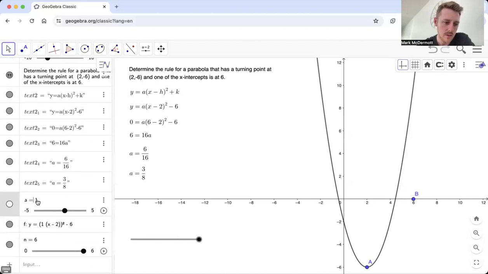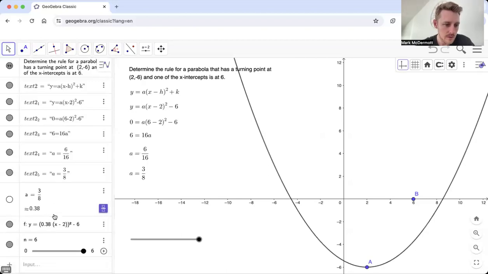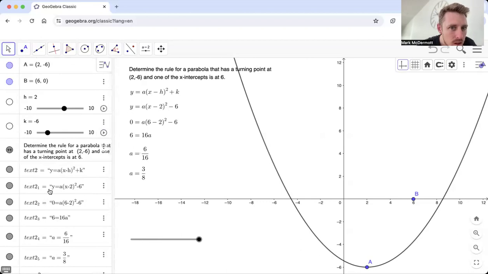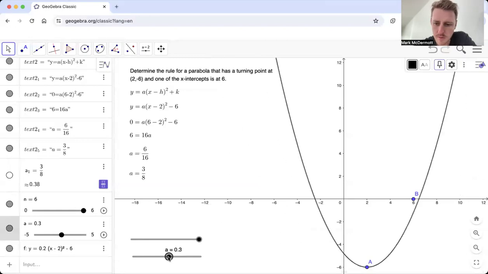So if I now change the value of a down here to be 3 on 8, it won't work for some reason. Got multiple a's. Oh, it's my rule here. See how that a's inside there? Okay. Not sure what happened there, but basically you can see if we change the value of a, it's a dilation by a factor of a from the x-axis.